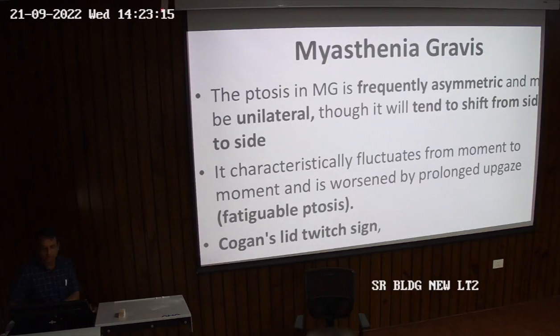In myasthenia, it is frequently asymmetric and more commonly unilateral, though it will tend to shift from side to side, characteristically fluctuate from movement to movement, and is worsened by prolonged upgaze. So it is called fatigable ptosis. Cogan lid twist sign is positive.